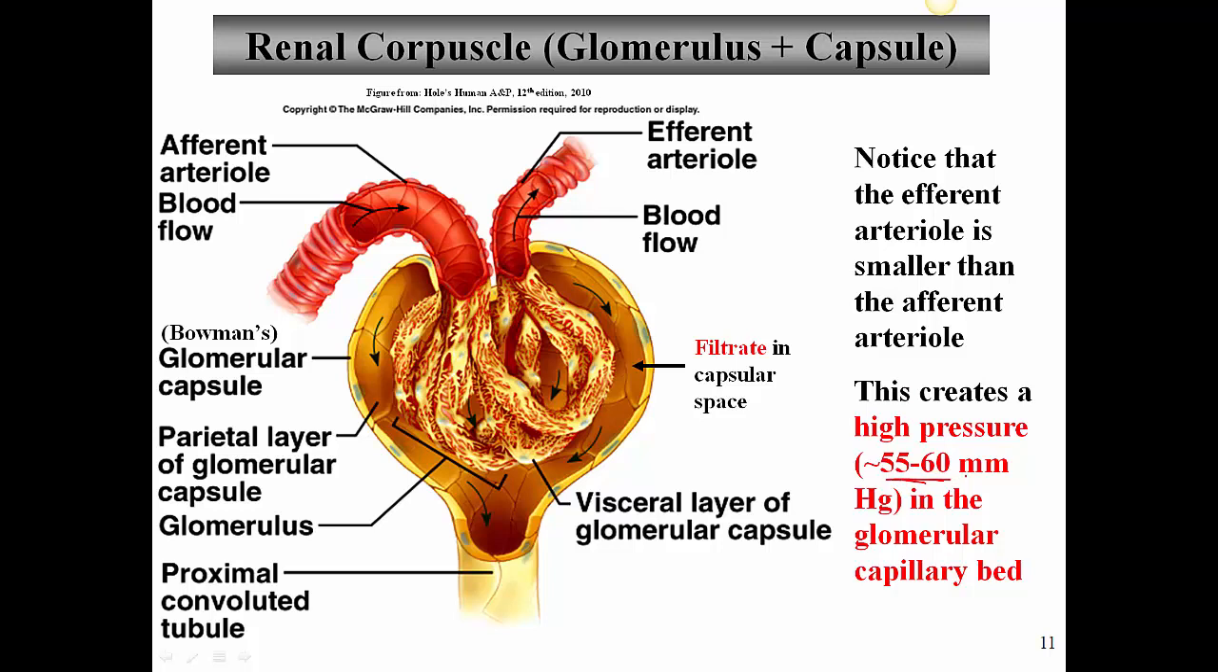So you'll see that this is about 15 to 20 millimeters of mercury higher than typically what we have in the systemic circulation. And we'll talk about the reason for that in a little while. What I want you to note, though, is that this high pressure inside the glomerulus exists because we have two different sizes of vessels, a large one bringing blood in, a smaller one bringing blood out.